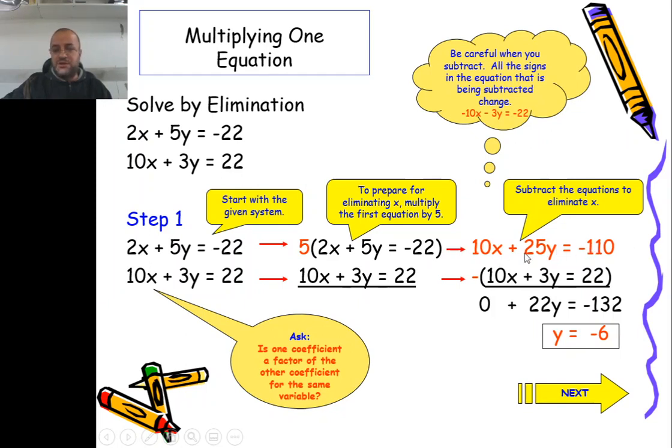Now, in the new system, we have 10x plus 25y equal minus 10, and 10x plus 3y equal 122. As you notice here, 10x and 10x both have the same sign. So what we do, we subtract. This is the sign of subtraction. We subtract here. 10x minus 10x equals 0, 25y minus 3y equal 22y, and minus 10 minus 122 equal minus 132. Then we get y equal minus 6.